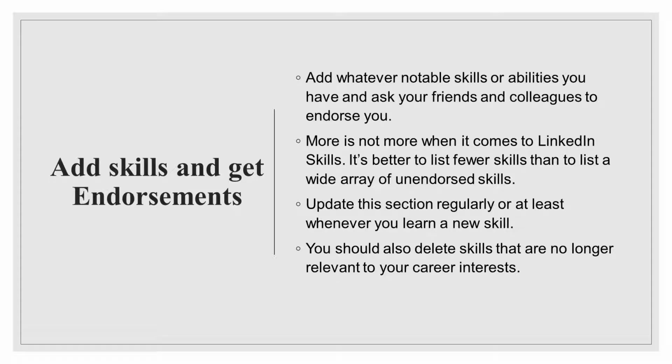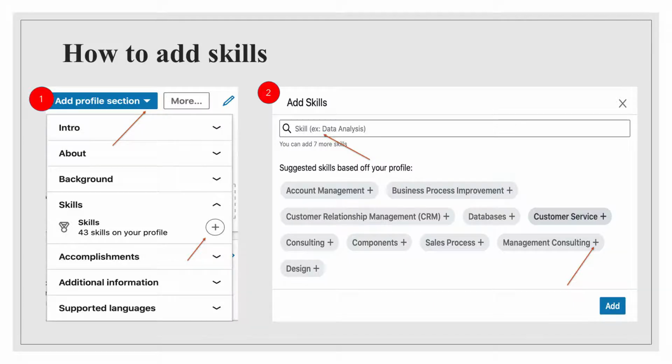In LinkedIn, you can add your skills and others can endorse you on those skills. It's not good to have so many skills and nobody has endorsed you on those skills. It's better to have fewer skills with more endorsements. And how to do this? You can go to the Add Profile section and click on Skills. And you can see on number 2 box, you can search on the search bar any skill you have and you can add that into your profile.